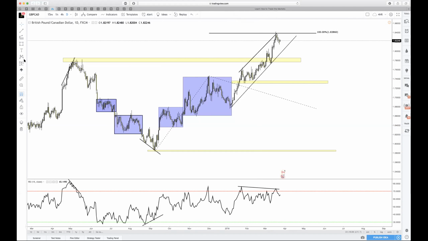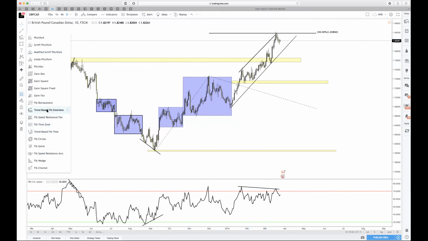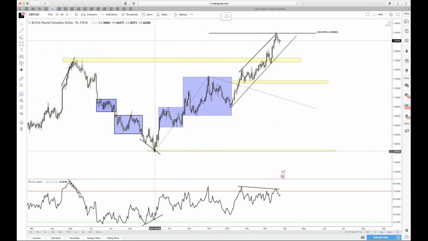ABCD is something like this. The price A to the B is the same length. If I copy this length right here and I place it right there, it's the same exact length. But you can choose Fibonacci extension, trend-based Fibonacci extension, and you just press here, here, and here, and you got the number.